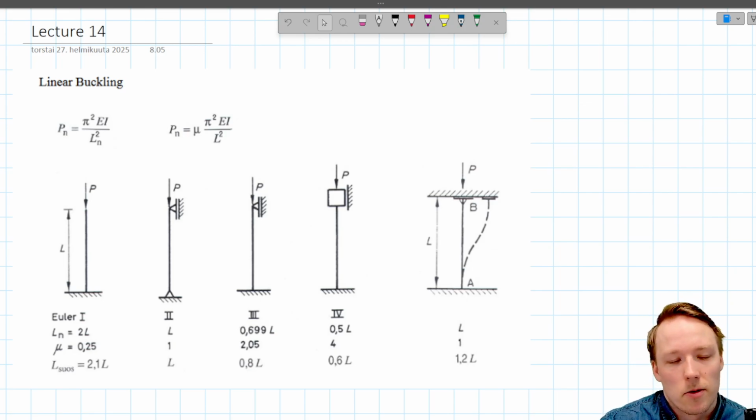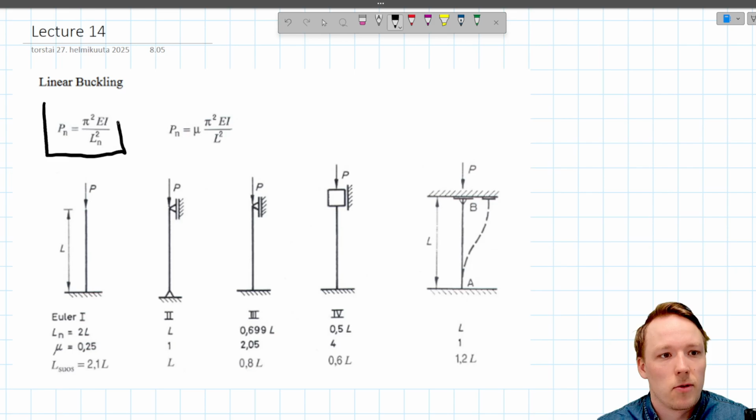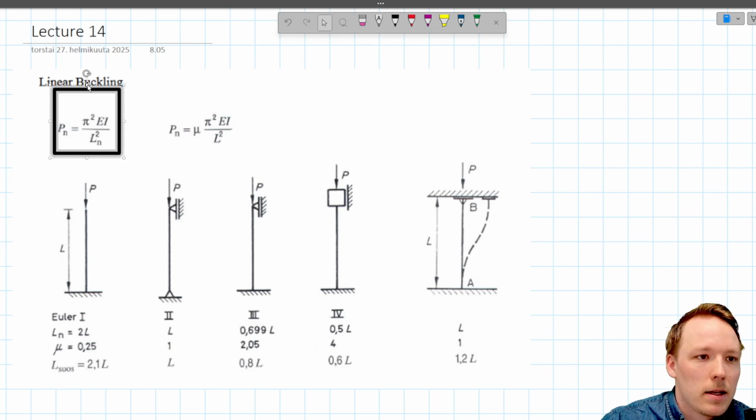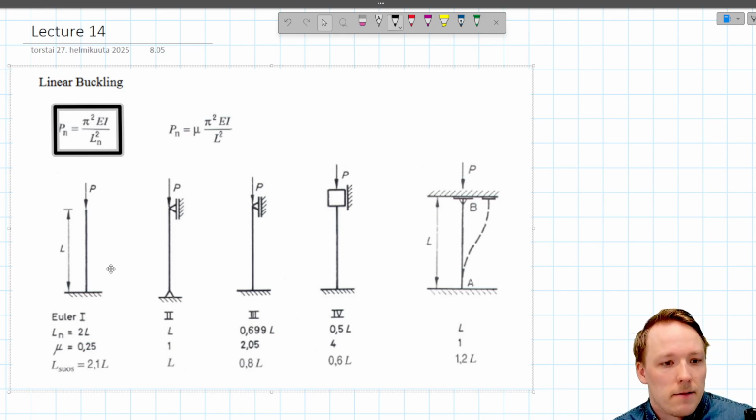When we calculate buckling, we use these linear buckling formulas, and the formula was developed by Mr. Euler, and Euler developed this formula which describes the maximum buckling force that can be applied to a structure before it will lose its stability. Depending on the structure, depending on the supports on the structure, we get different results, and we will learn now how we can calculate those different scenarios.